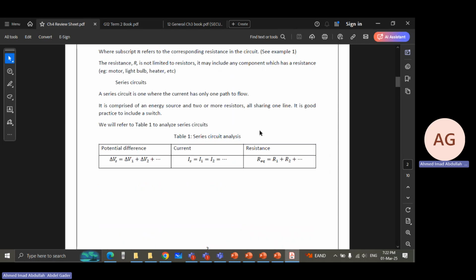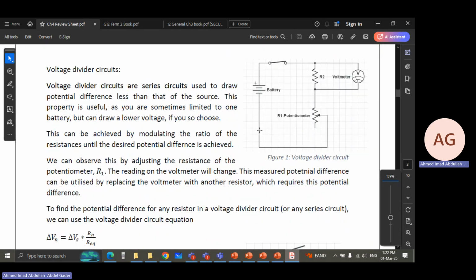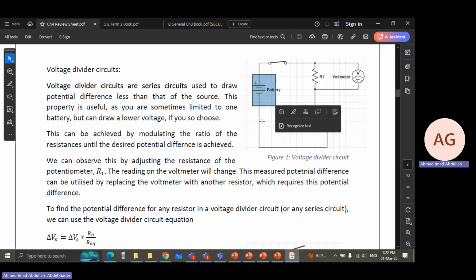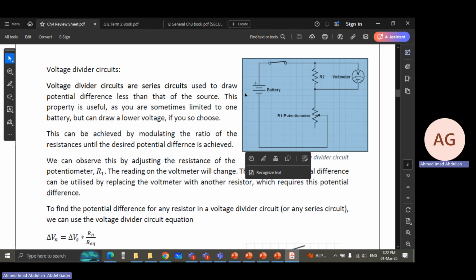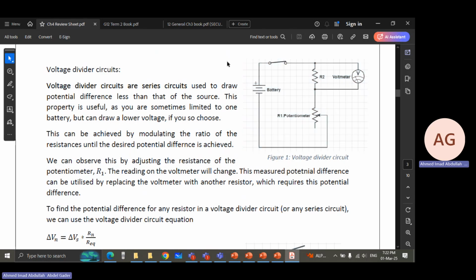resistors and the voltage divider circuit. So this is a voltage divider circuit. They are essentially series circuits, and they're used to draw a potential difference less than that of the source. So for instance, you have a battery with a potential difference of, let's say, 12 volts. But I have an electrical element which I would like to restrict the potential difference going across it. So I may resort to using a voltage divider circuit.